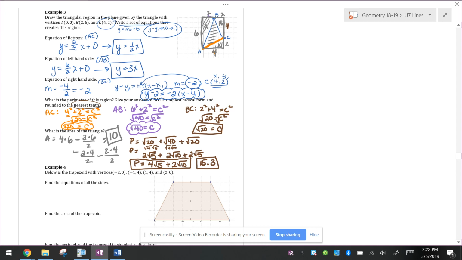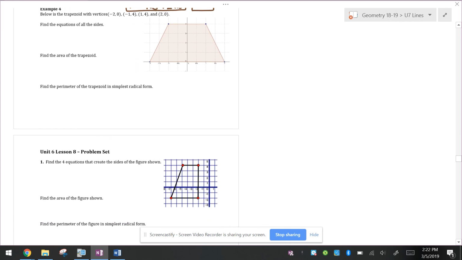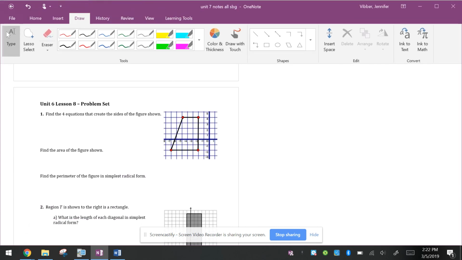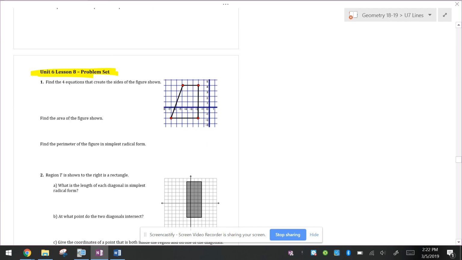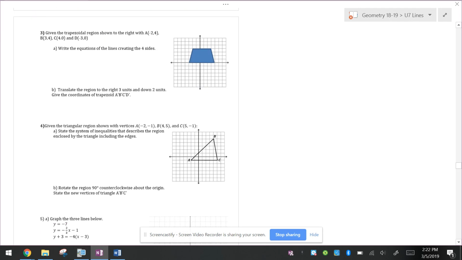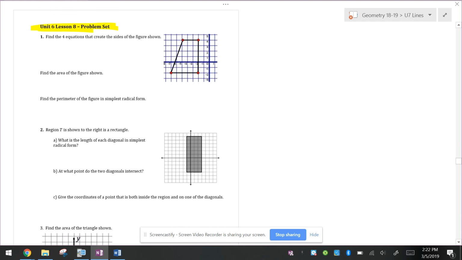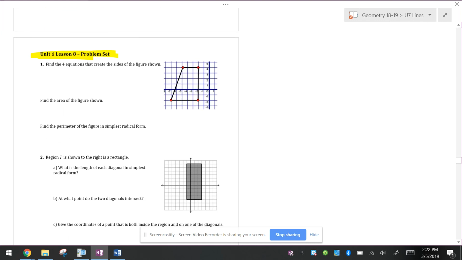Okay, so your homework, which I will be looking at tomorrow, is to do the entire problem set that follows this. Okay, so Unit 6, Lesson 8 problem set. You're going to be doing a little bit of area, a little bit of perimeter stuff. So get started now, and I will see you later.